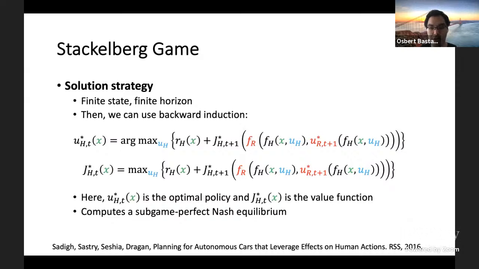We also have the equations for the human, which I'm showing here. And as you can see, that's a function of the robot's policy on step t plus 1. And we can solve this backwards in order to get the optimal solution, a Nash equilibrium solution, for both the human and the robot. And one nice property is that this actually computes a subgame perfect Nash equilibrium, which is a useful thing to have.